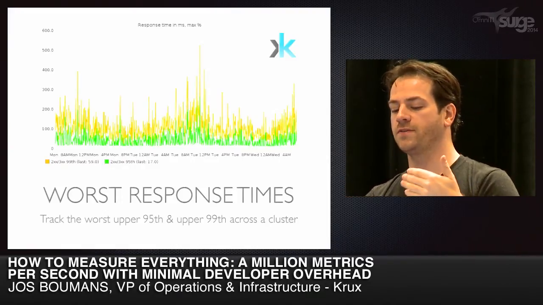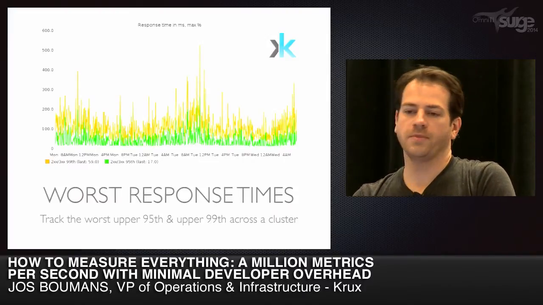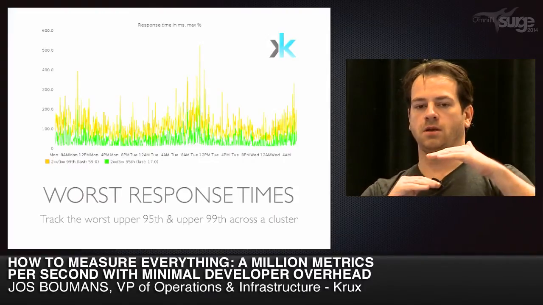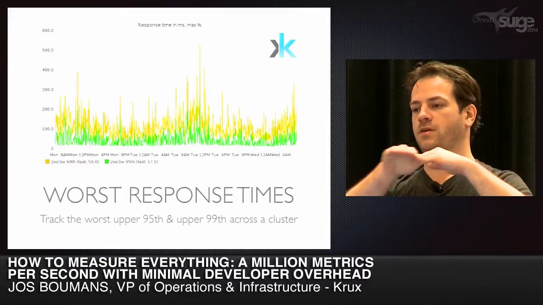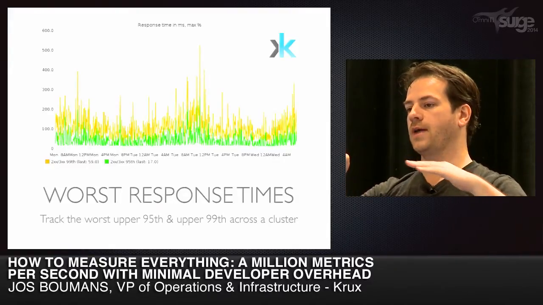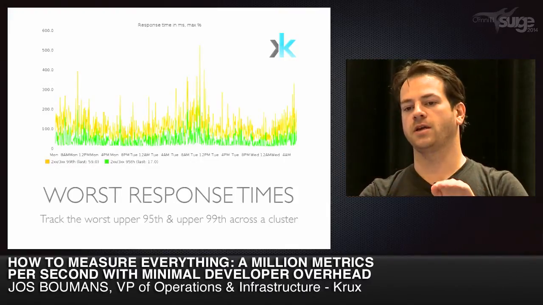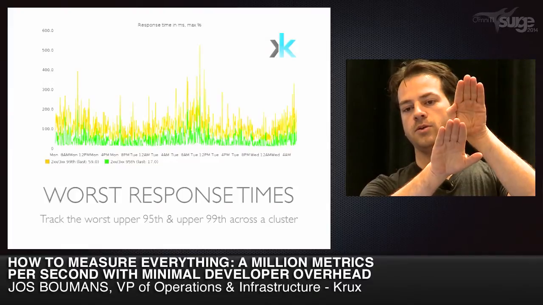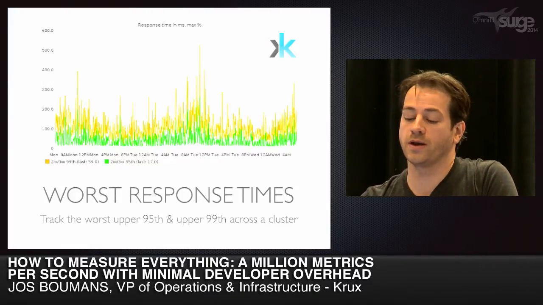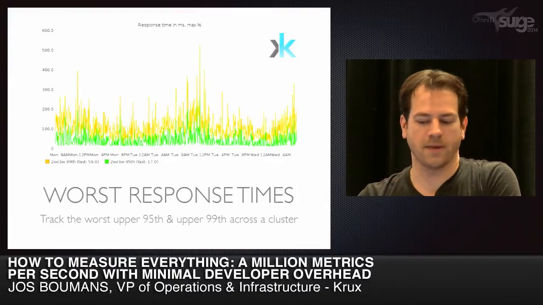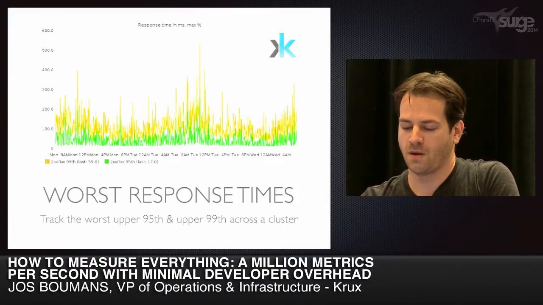So graph the worst 95th and the worst 99th. We grab the 95th and 99th because even the difference between those two tells a very compelling story. If the 95th is very even and the 99th spikes up, you probably have an edge case somewhere. But if both the 95th and the 99th are going up, you probably have a systemic problem somewhere. And so why the 95th and 99th, and why not the average? It's because I care about the other half of my customers as well, and so should you.